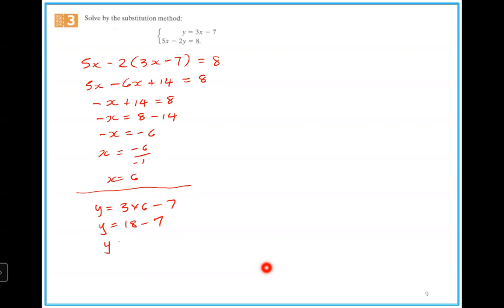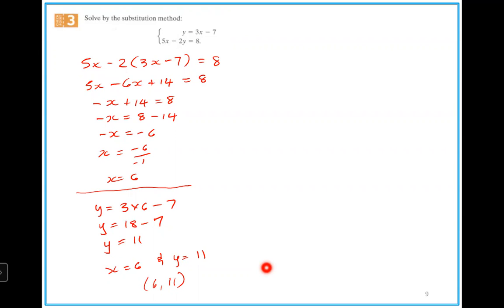So you weren't that lost after all. Okay, so x equals 6 and y equals 11. If you were to draw a graph for those two equations, they would meet at the point (6, 11). So that's how you'd solve that one: x equals 6 and y equals 11.